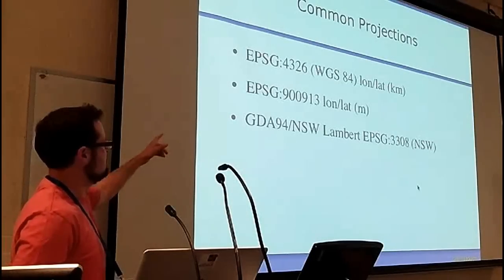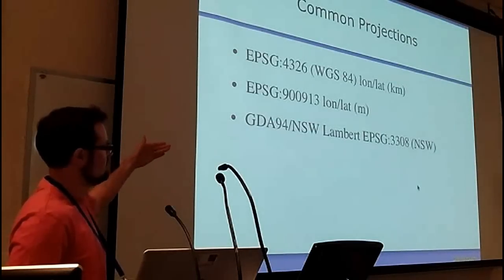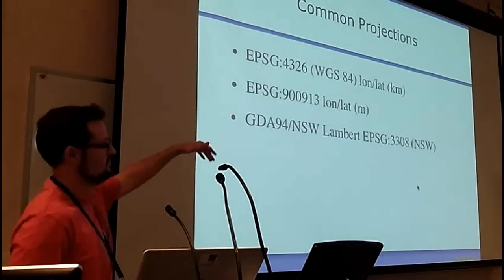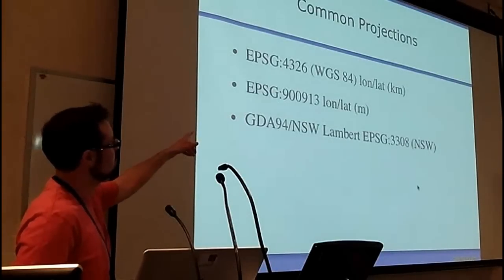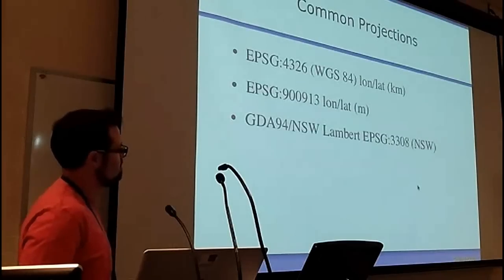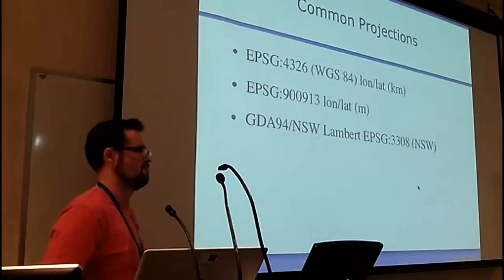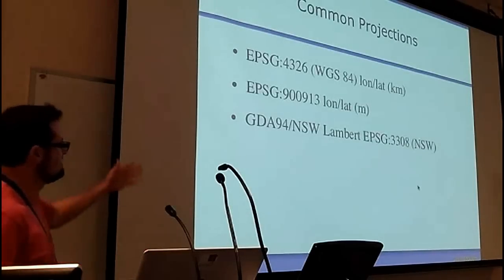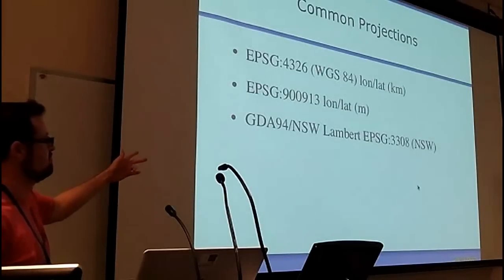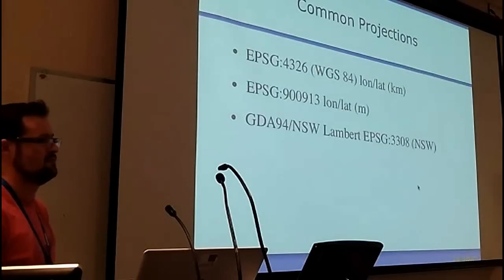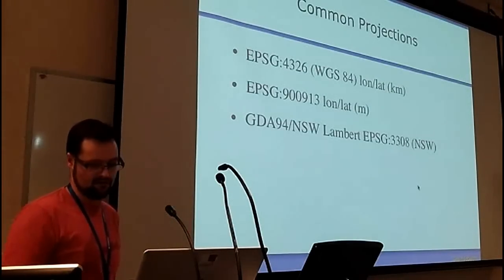And then there's EPSG 900913, which is the same sort of projection, longitude, latitude, but it's in meters rather than kilometers. This is the one that Google used, so it's easy to remember because it's Google in numbers. It's the one that you have to convert to when using the Google Maps API or even OpenLayers. And there's another one I'm just throwing out there, which I've come across, GDA 94, the New South Wales Lambert projection, which seems to be used a fair bit for our region. So you may come across that if you have a data set.